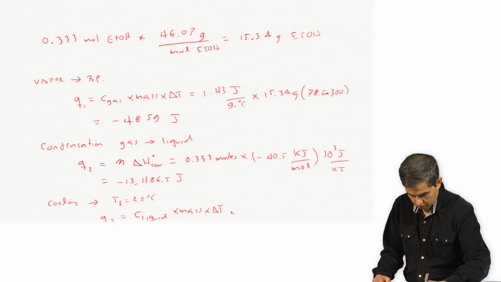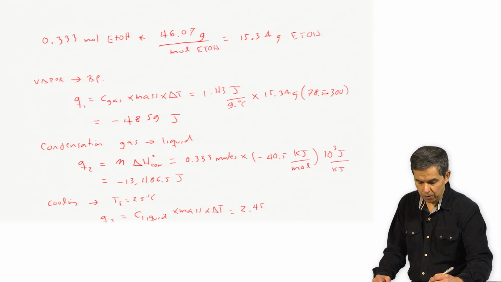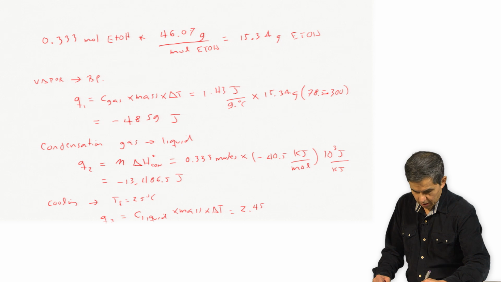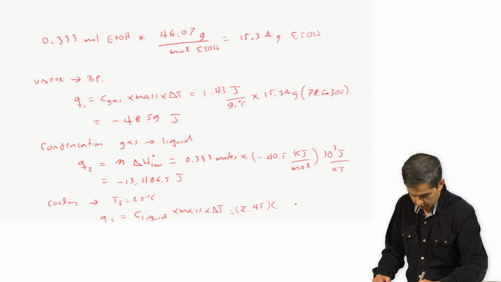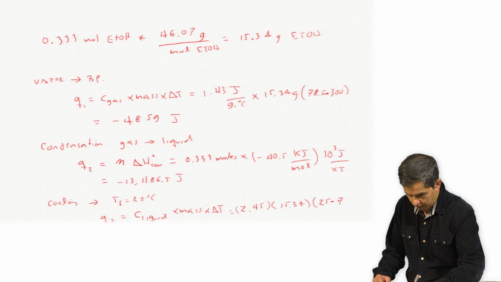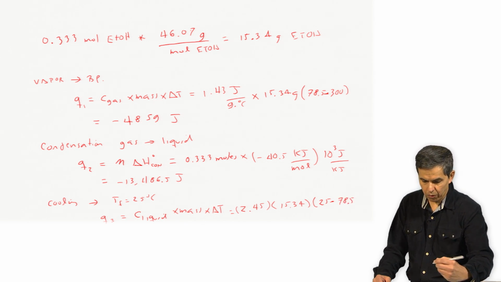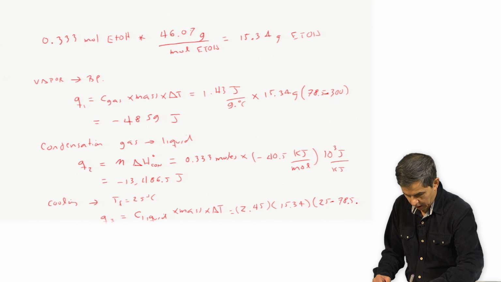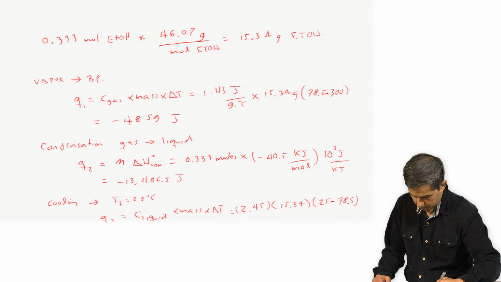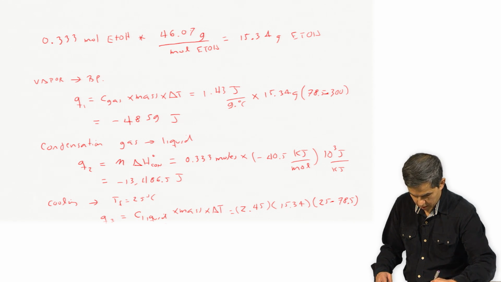And this is going to be equal then to 2.45. I will skip writing the dimensions because they are similar to Q1, times 15.34 times the delta T, which is 25 minus 78.5, which is the boiling point of ethanol. And the net result of this calculation is minus 2010.86 joules.